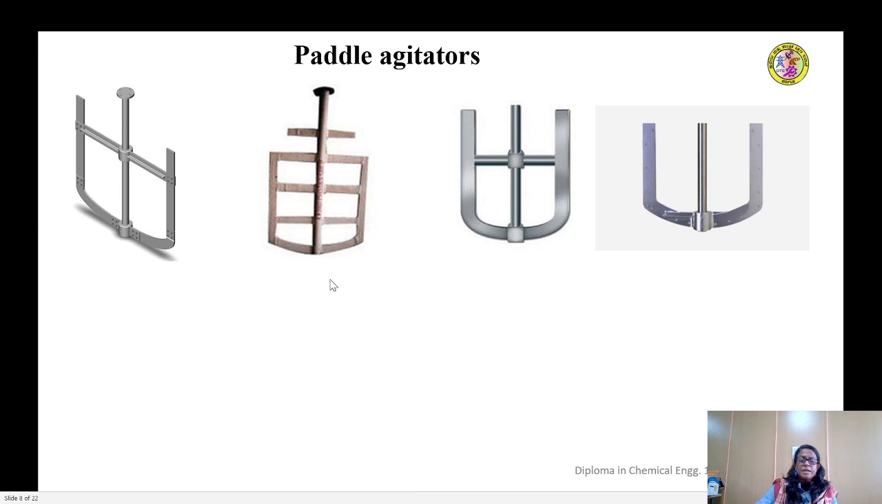Okay, so here are some real pictures of the paddle agitators. You can see the different kinds of designs here. This is an anchor type, this is an anchor with gate, and this is a gate type.